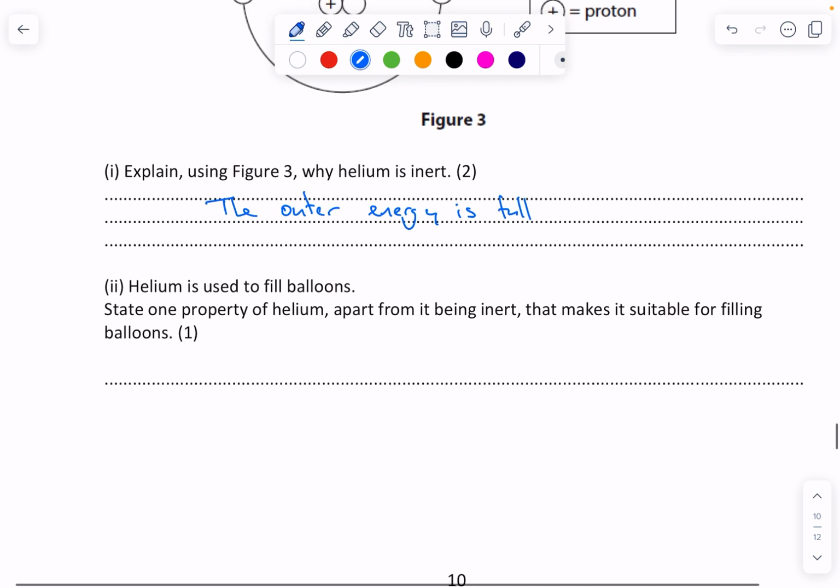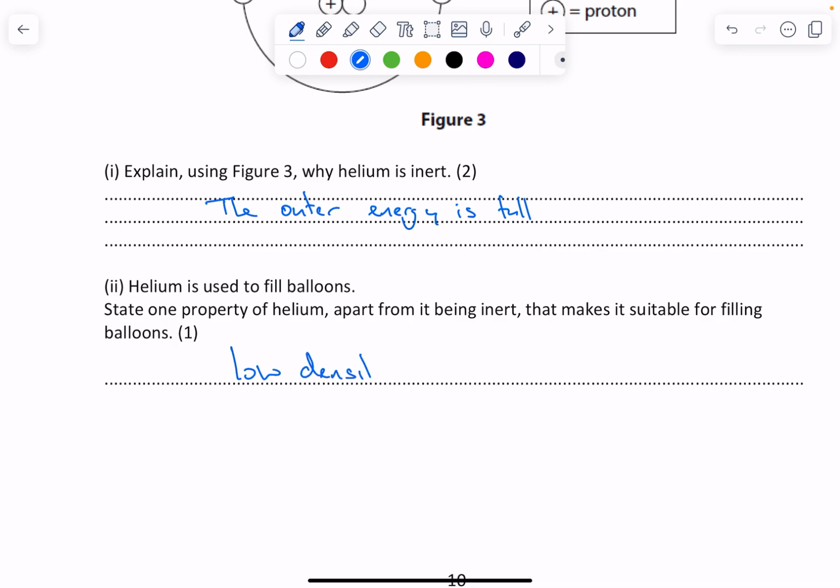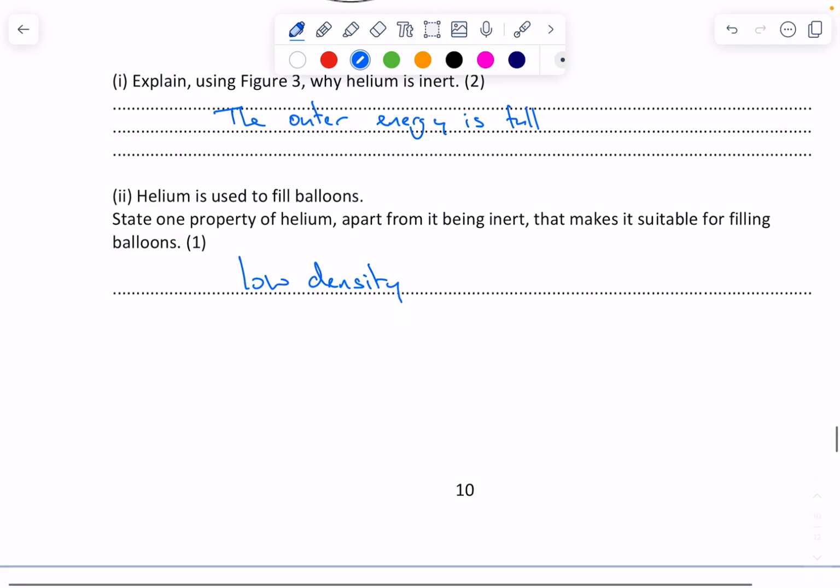Helium is used for balloons. Take 1 proton helium particle in there that makes it suitable. So it has a low density, and that's why the balloons float.